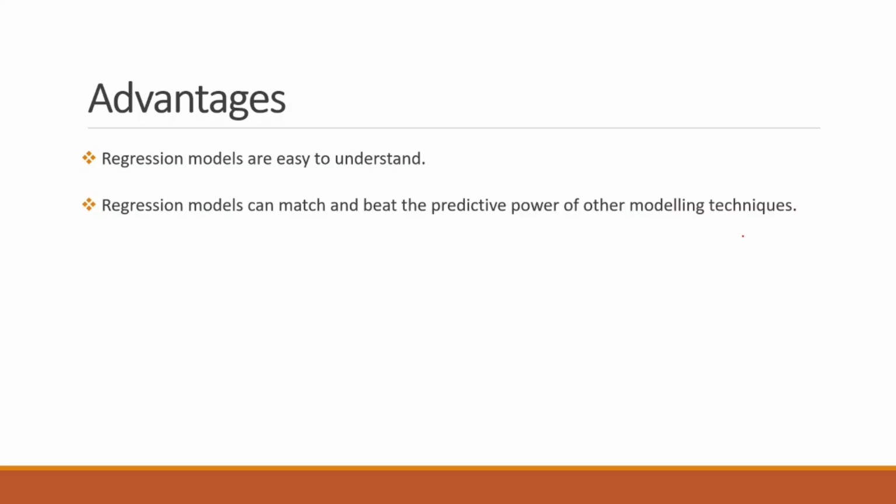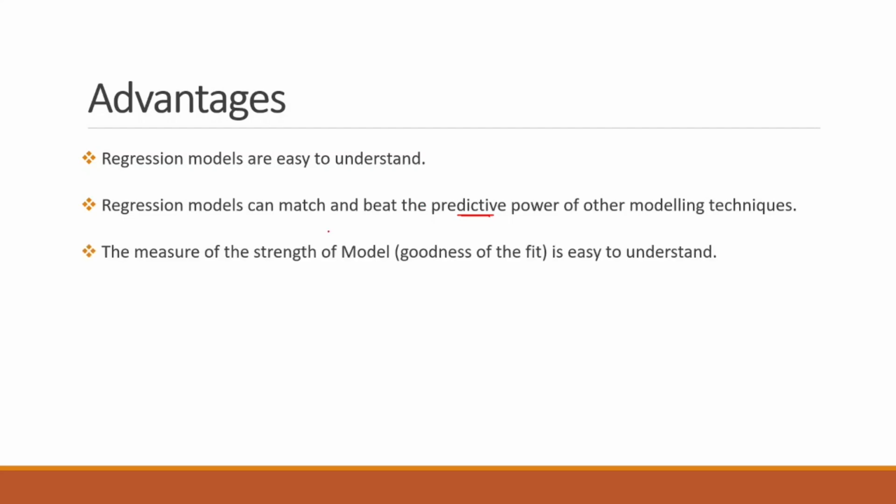Second point would be that regression models can match and beat the predictive power of other modeling techniques. So I can say that it is highly efficient with respect to its predictive power. Then the measure of the strength of the model, that is the goodness of the fit, is also very easy to understand. As we have already seen, we can measure it using R, the coefficient of correlation between the independent and dependent variable, which is a very simple concept, or I can make use of R square to determine the goodness of the fit. So again, a very simple concept.